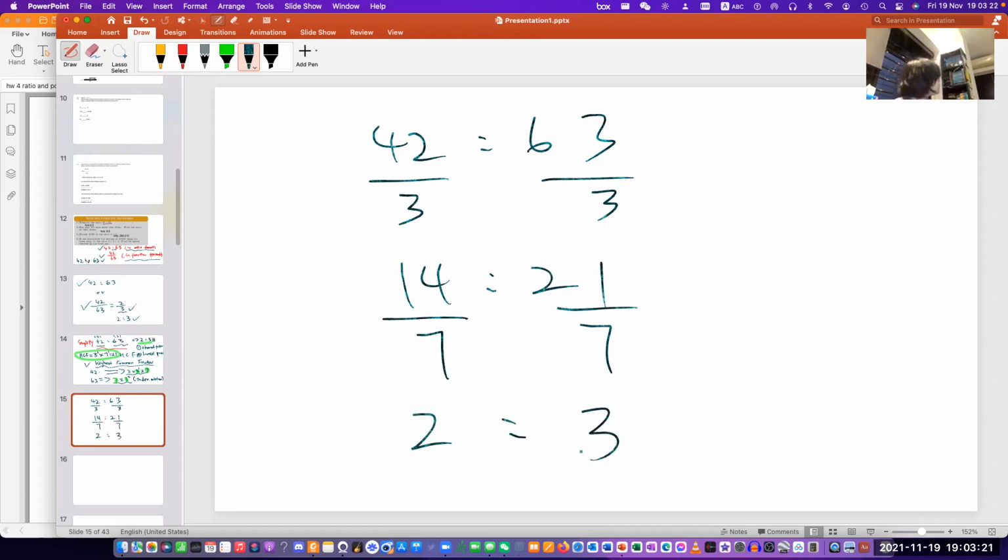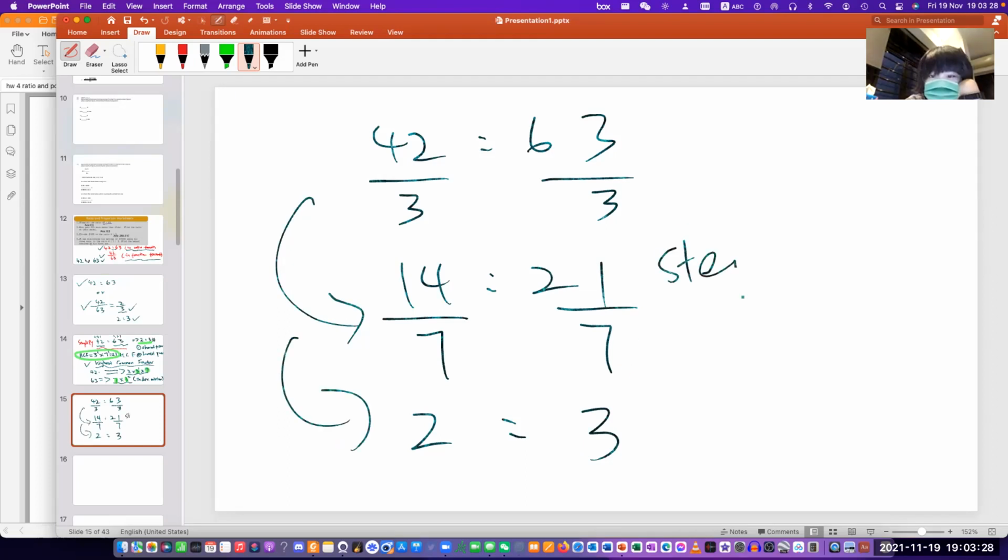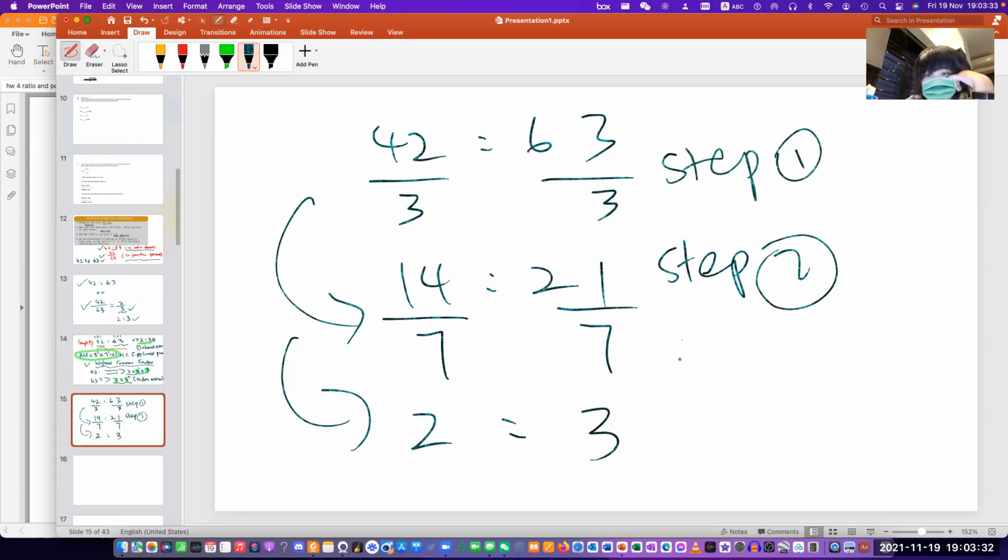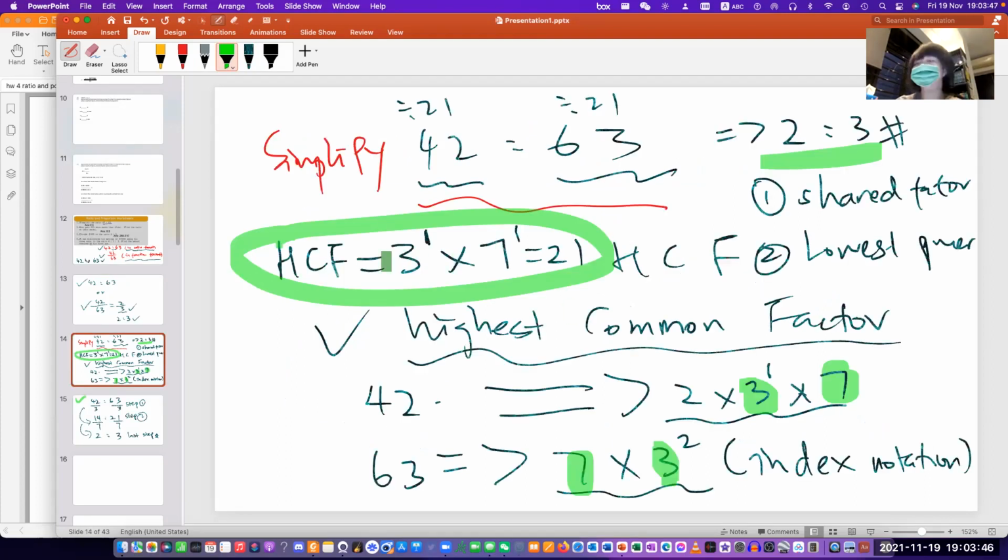And I hope you realize if you make use of what you have learned in primary 6, you are going to go through steps. This is step 1, this is step 2, and then this is your last step, which is the answer. All right. So over here is what you have learned in P6. Am I right? Okay. So in fact, if you make use of the HCF, then you can quickly get the answer immediately.